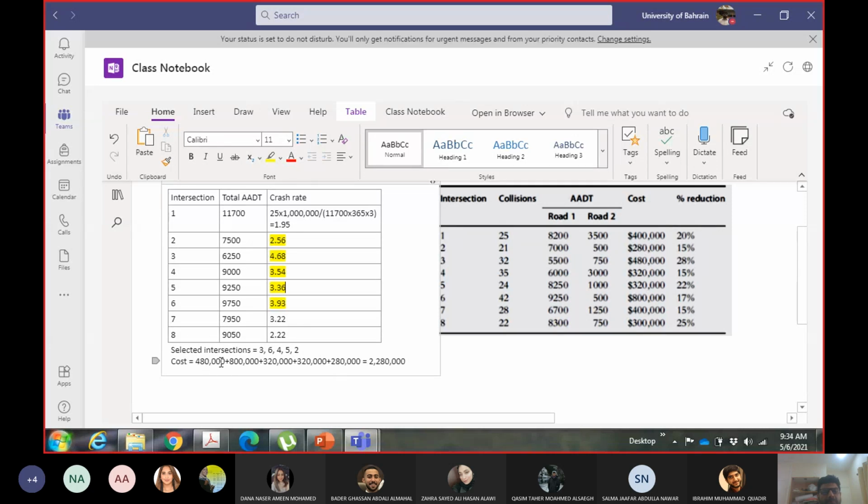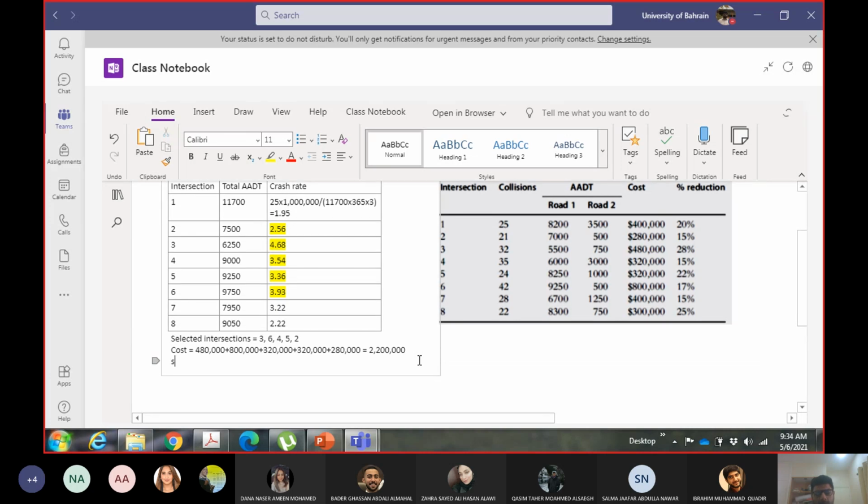What is the total now? $2 million, 2.2 million. Okay, so we have like 100,000 left. We cannot utilize it on any site, but we will have more reduction in accidents. So this is one approach.